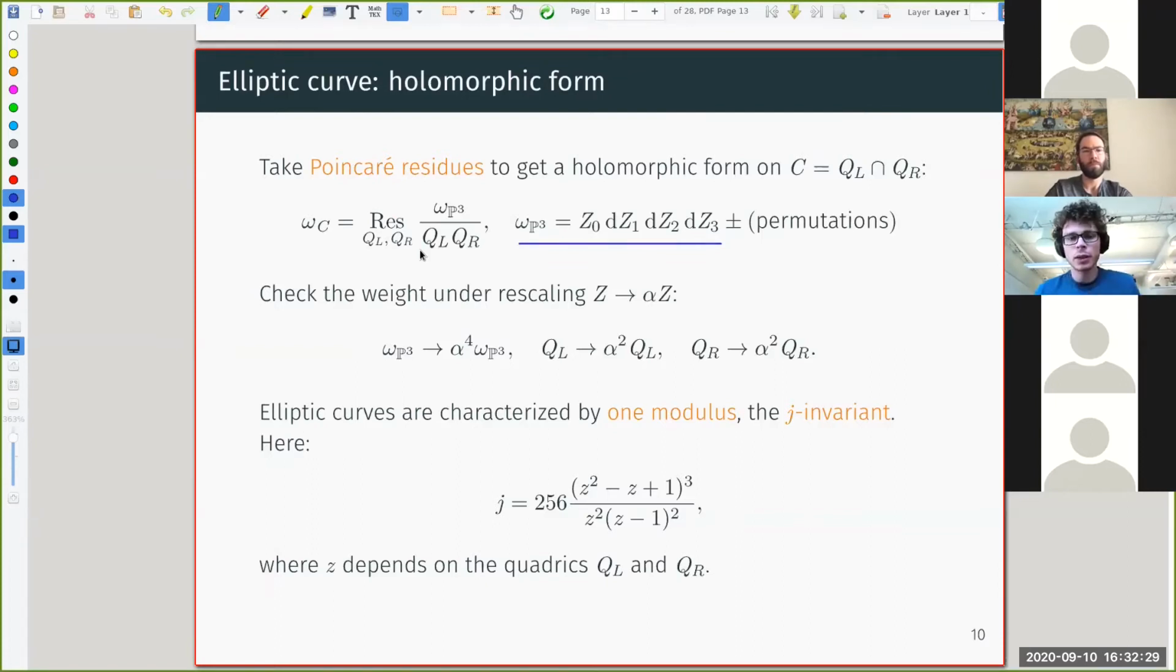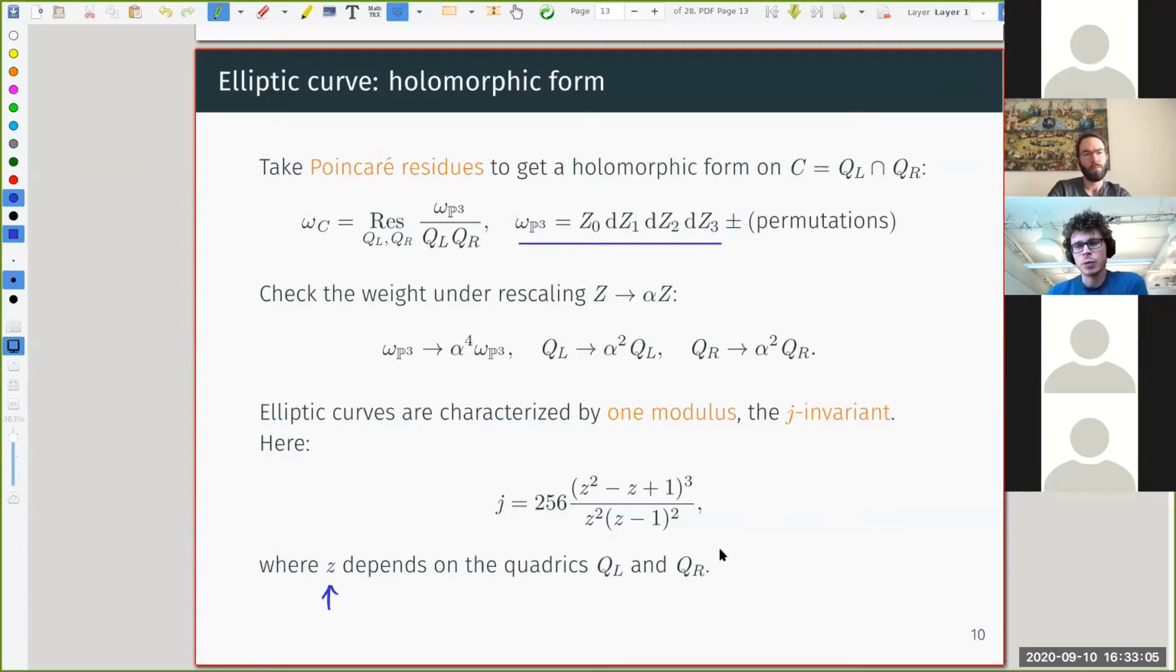Okay, so another thing that we are interested in is we want to characterize this elliptic curve, and we know that when we have an elliptic curve, there's only going to be one modulus. So this is this famous J invariant. And so what we can do here is we can compute the J invariant. So here I'm just giving the formula for the J invariant that we have. So this is the formula, and this Z here is some cross ratio. And I'm not writing how it explicitly depends on these quadrics, QL and QR, because it would take too much time to write it now.